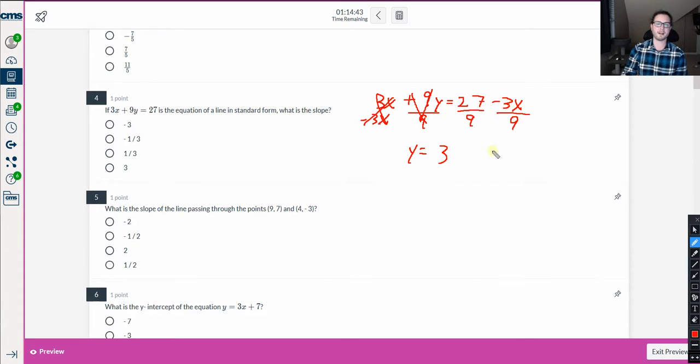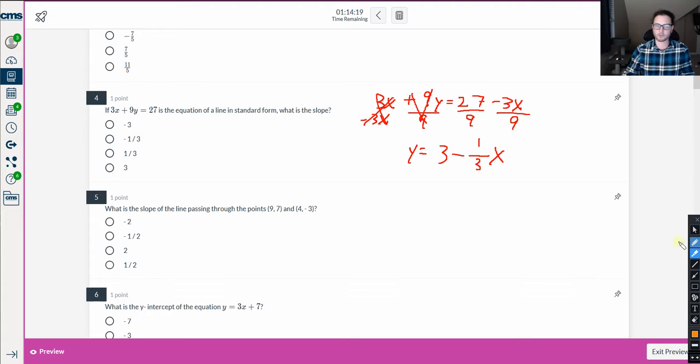Negative 3 divided by 9, we could simplify that to be 1/3 of x. And we are going to go ahead and rearrange this, but you should be able to recognize from all the problems we've done that the slope is always going to be whatever is attached to that x. So we can see the slope should have been negative 1/3.